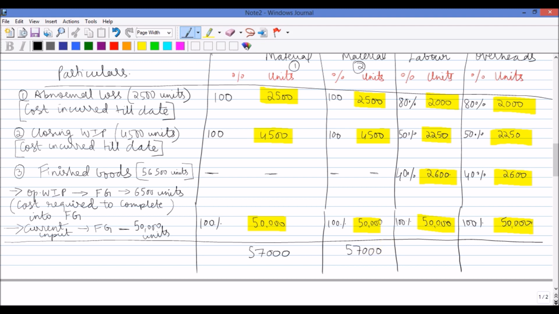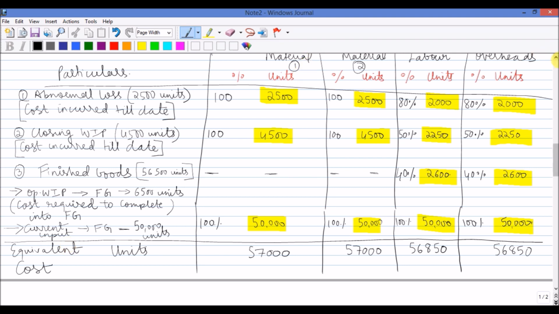2,000 plus 2,250 plus 2,600 plus 50,000 is 56,850. Friends, these are E units and these are termed as equivalent units. Now we have to get the cost.